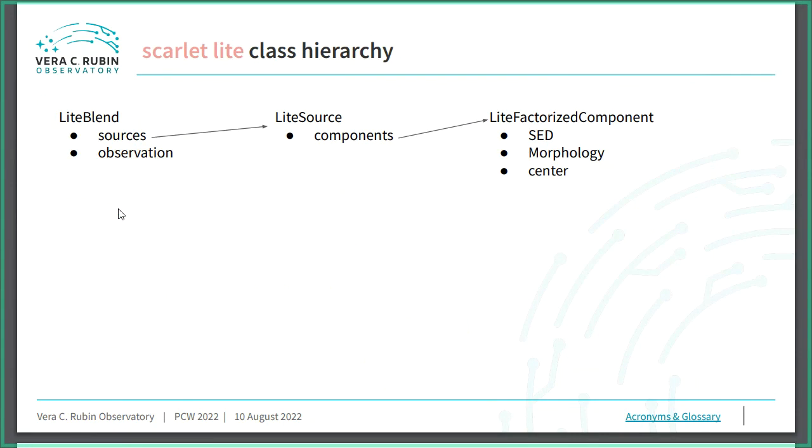This is Scarlet Light, right? We have a blend. It has a bunch of sources and observation. It has one type of source that's made of a bunch of components. The components can be whatever you want them to be. We currently only use a single component that has an SED and morphology in a center. So this is much easier for other people to follow and to understand what we're doing.